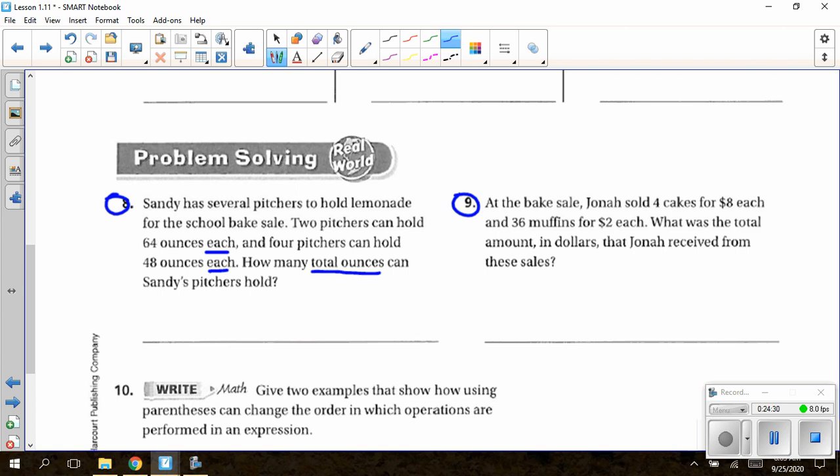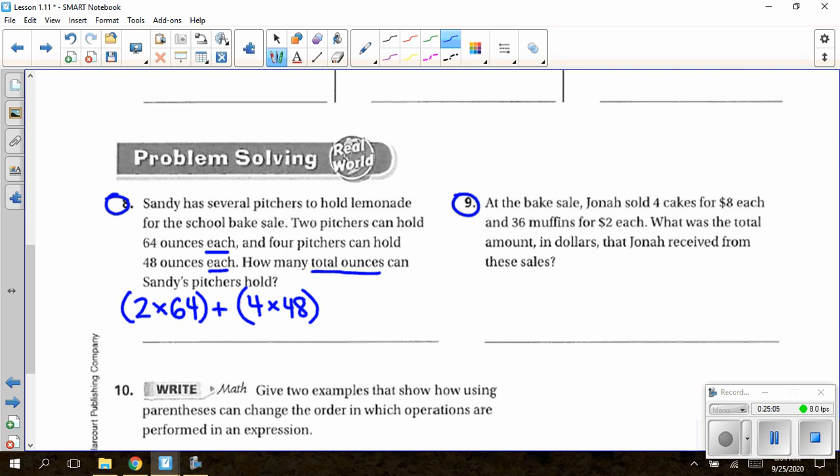So my first part of the expression, I have 2 pitchers that can hold 64 ounces each. So that means I need to have 2 times 64. Then I know I have 4 pitchers that can hold 48 ounces each. So I know I'm going to have 4 times 48. And to find the total ounces, I will have to add those two together. So make sure you're solving that expression to find your total ounces of lemonade.